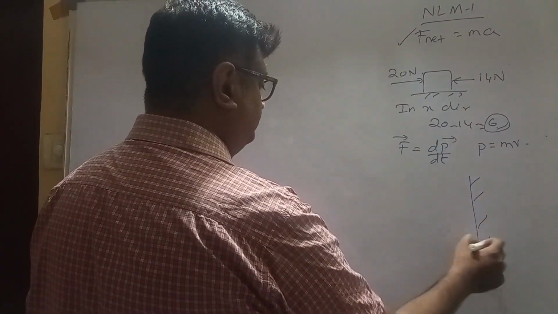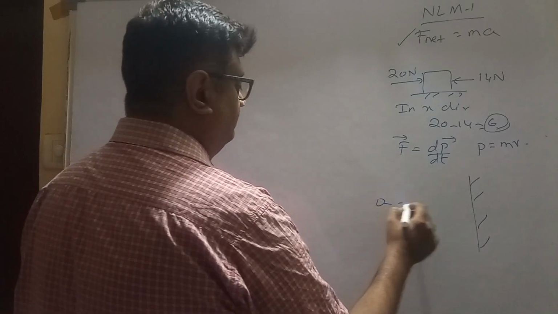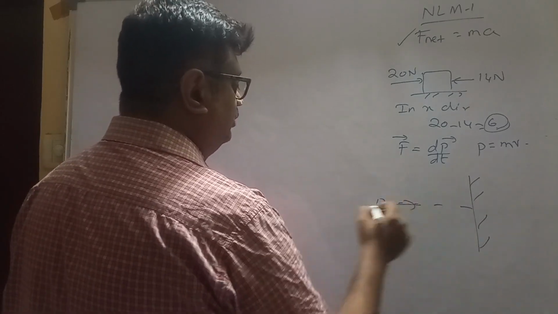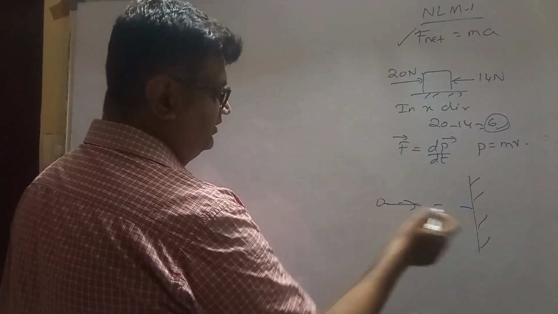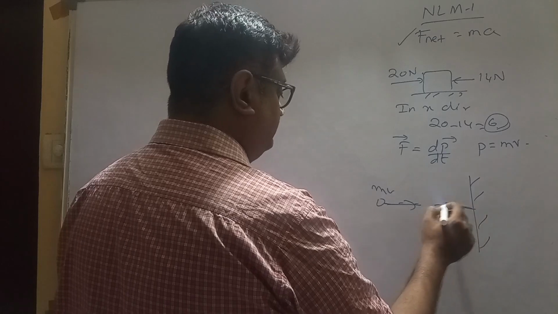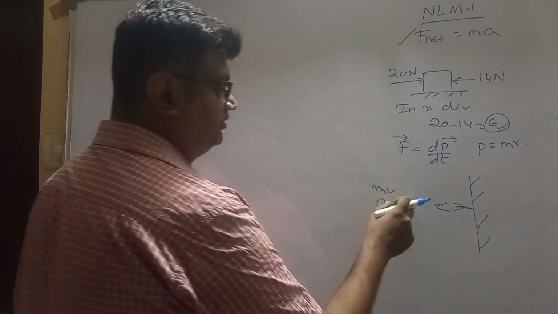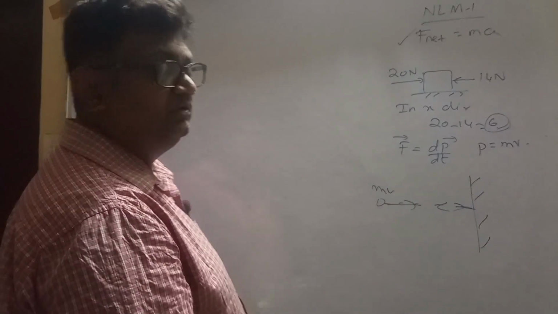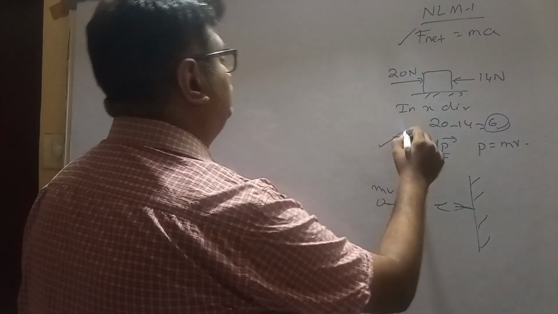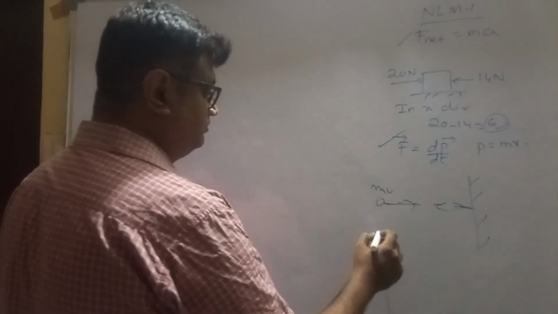Let us say there is a wall and a ball is going towards the wall with a momentum, let us say mv. After it hits the wall, it rebounds. Is the ball creating any force on the wall? The ball is creating a force on the wall. For that we have to use this formula, so we have to find the change in momentum.